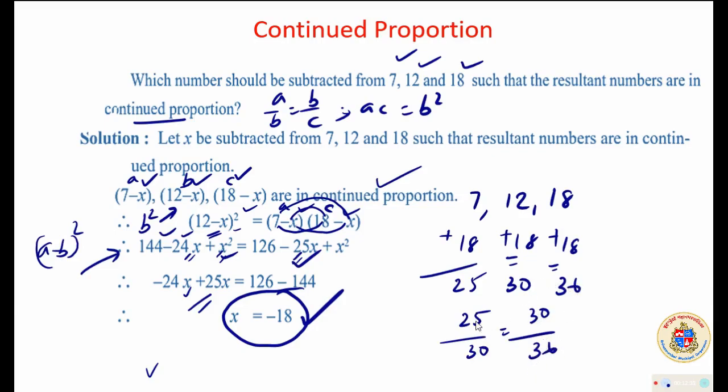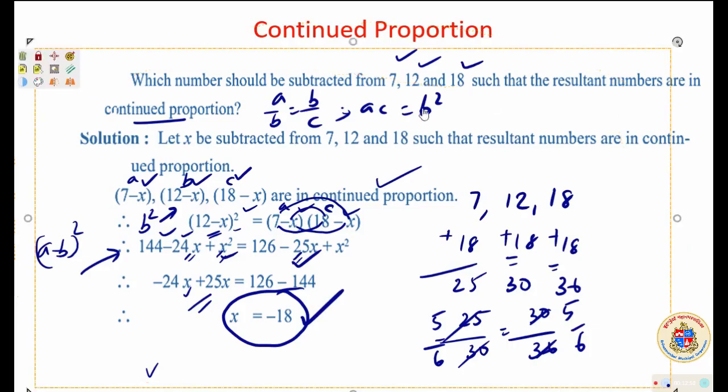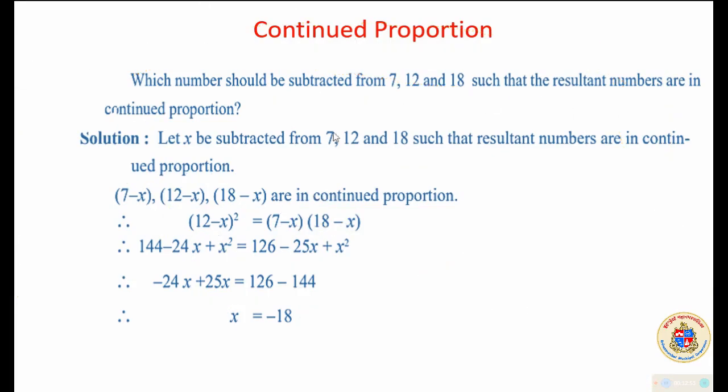A continued proportion again. This is equal to: 5 5s are 25, 6 5s are 30, 5 6s are 30, 6 6s are 36. So this is possible. I did this checking to make you comfortable, to make you believe that whatever we got is right. Sometimes if you check, the confidence increases, right? Okay, we will go ahead.